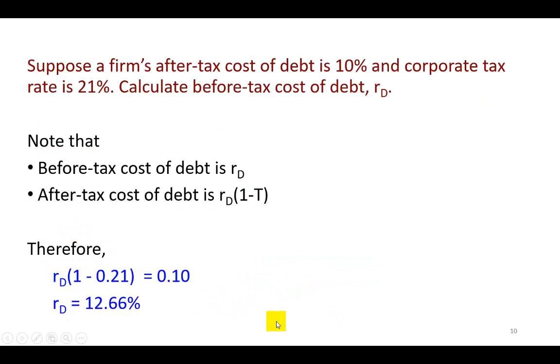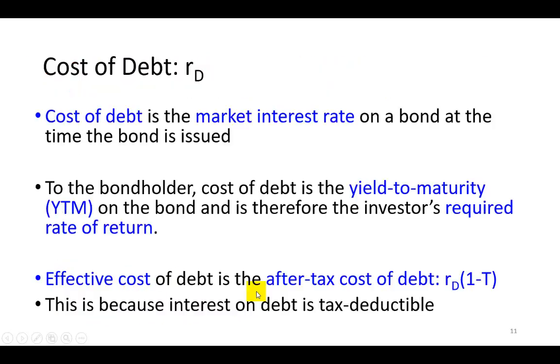And of course, if we are already given the after-tax cost of debt, as in this example of 10%, we can back up and find the before-tax cost of debt, which would be the yield to maturity on the firm's bond, as I demonstrate right here. So this is the after-tax cost of debt. See the definition right there, which is given to be 10%, and so just simply solve for RD, dividing 0.10 by 0.79 to get 12.66.